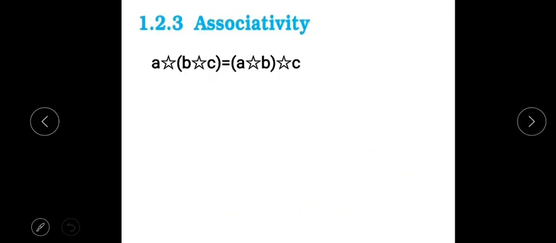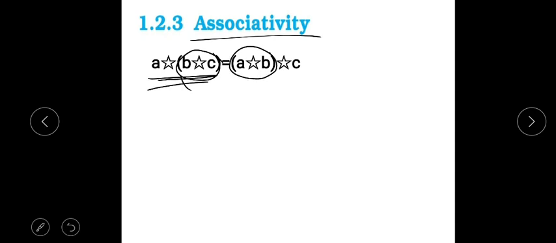Now after this, let's discuss the next property, that is associativity. It states that if we operate on any three numbers, and we change the association, that means if we operate on the first two numbers, then the other two numbers, the result remains the same.